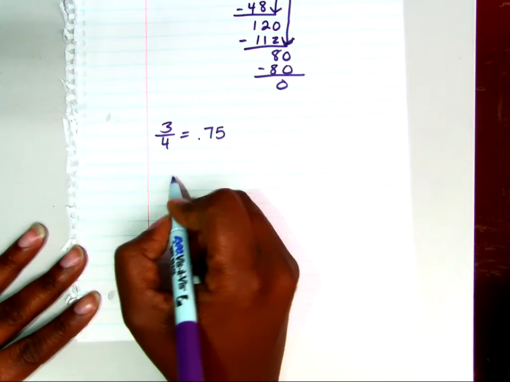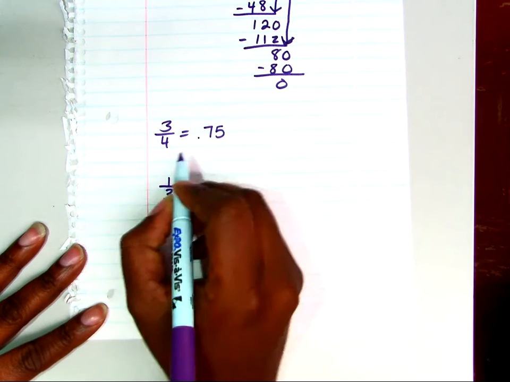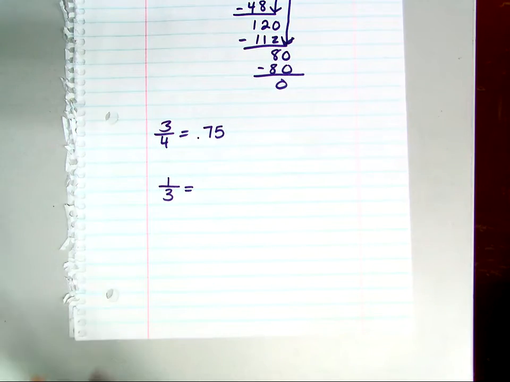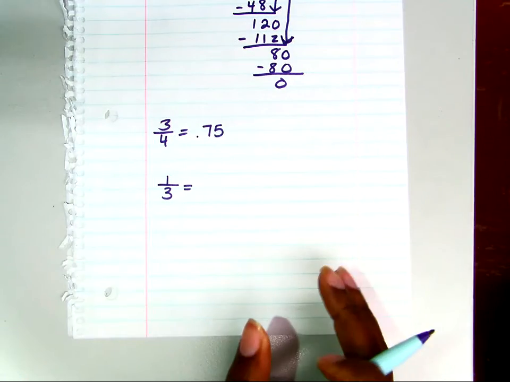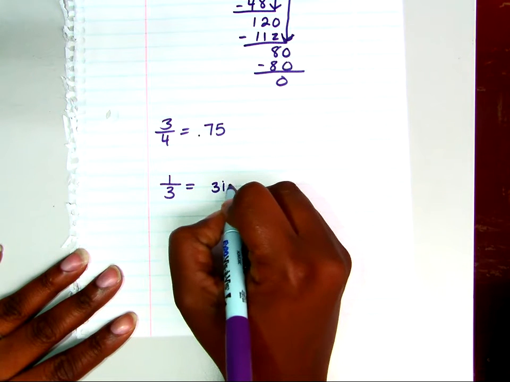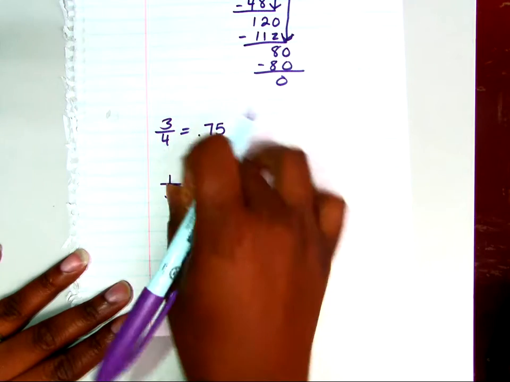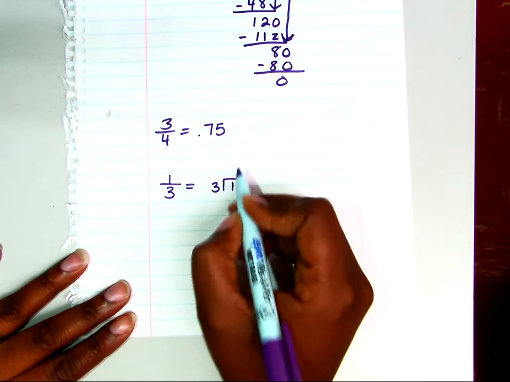If I have 1 over 3, actually, I'm not going to use my calculator. I'm going to do it the long way. I turn it sideways, so 3 and 1. How many times can 3 go into 1? It cannot. So I add a 0.